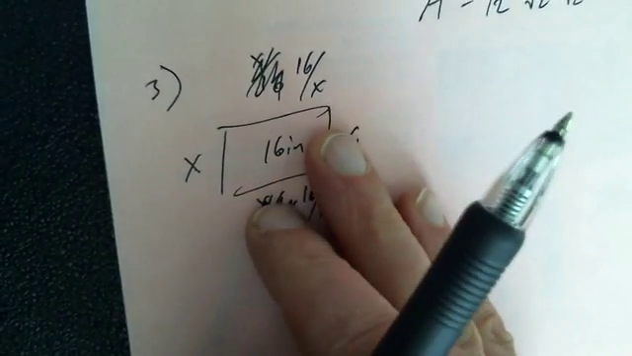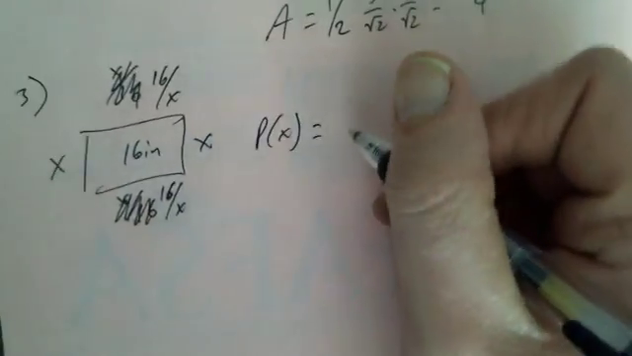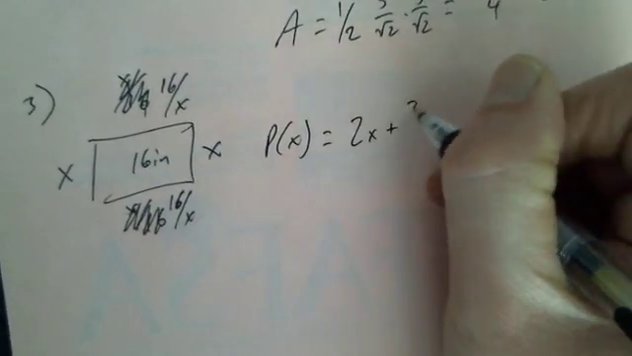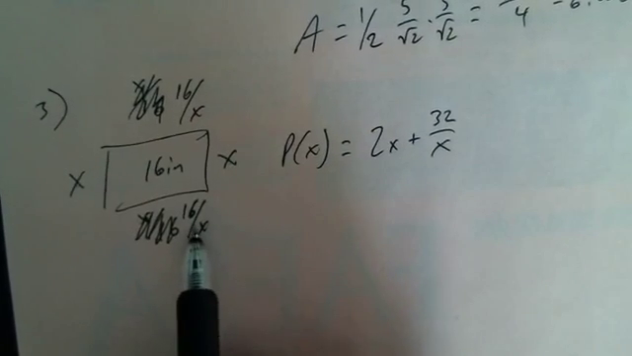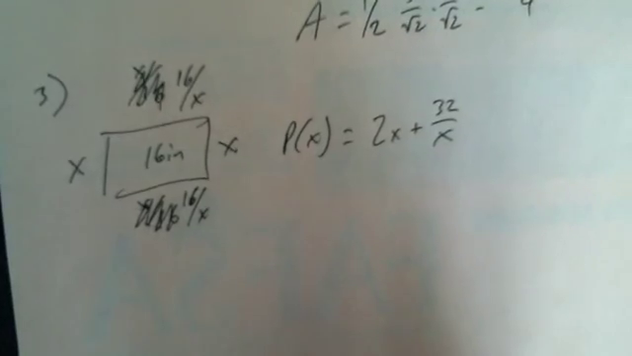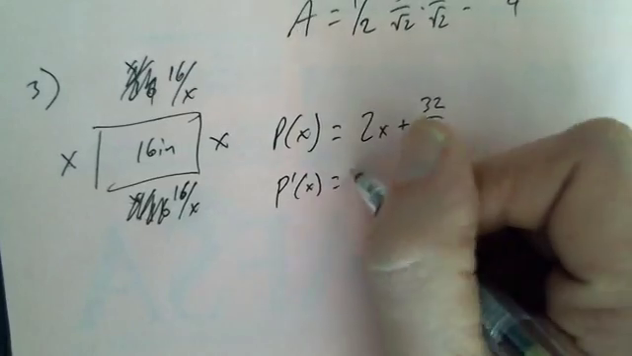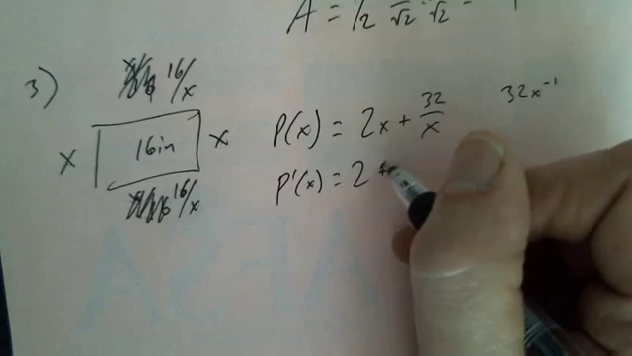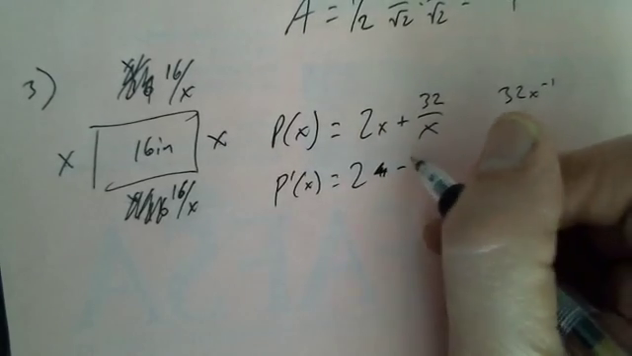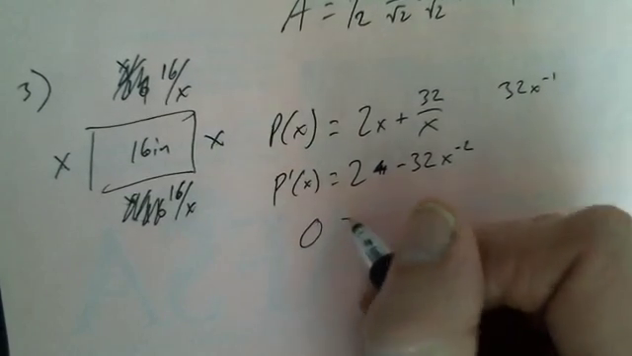There we go. X times 16 over x is going to get us 16. So our perimeter function based on x is going to equal 2x plus 32 over x, which is just adding these up. X plus x, 16 over x and 16 over x is 32 over x. So our first derivative is going to be 2 plus, this is 32x to the negative 1, will be minus 32x to the negative 2, set it equal to 0.